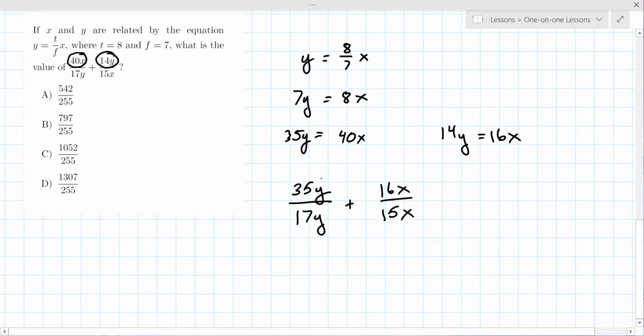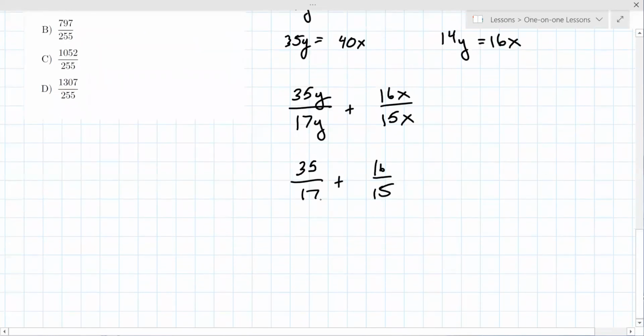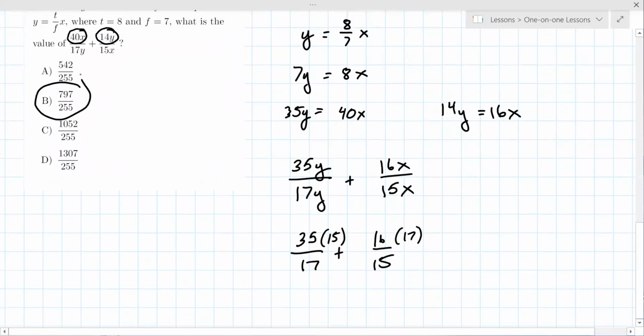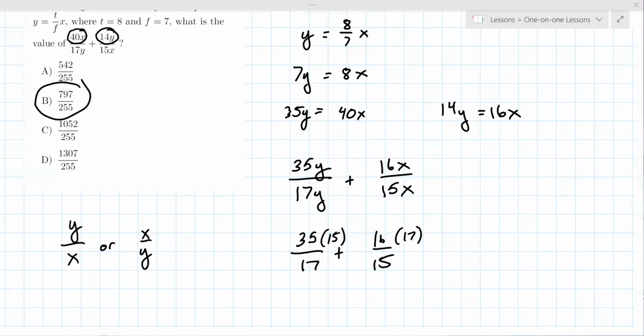What do you notice now? The variables, they cancel. So it's 35 over 17 plus 16 over 15. Now you still have to do this common denominator stuff, but it's not as bad as you'd think. It's just this number times 15 and this number times 17, and you end up getting the same thing again for that. Okay. So the whole emphasis of this problem is sometimes you solve for y over x or x over y, or you use multiples of the values that you solve for.